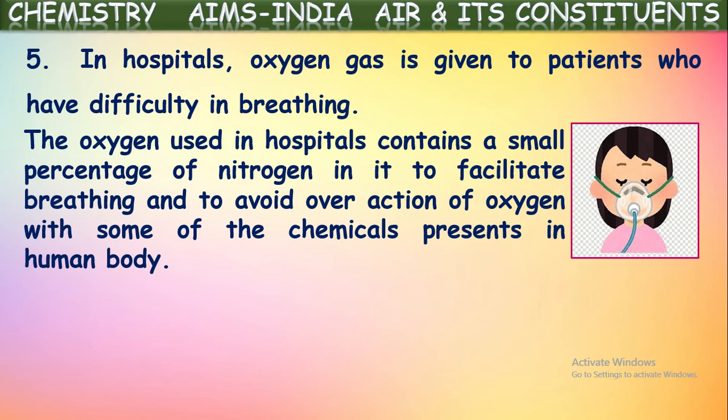Generally, the oxygen which contains 5% of carbon dioxide mixed in those cylinders is commonly called carbogen. This carbogen is generally given to patients who have difficulty in breathing. Here, 95% will be oxygen and the remaining 5% will be carbon dioxide.